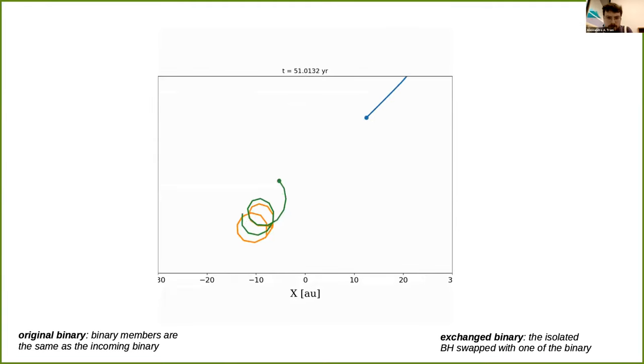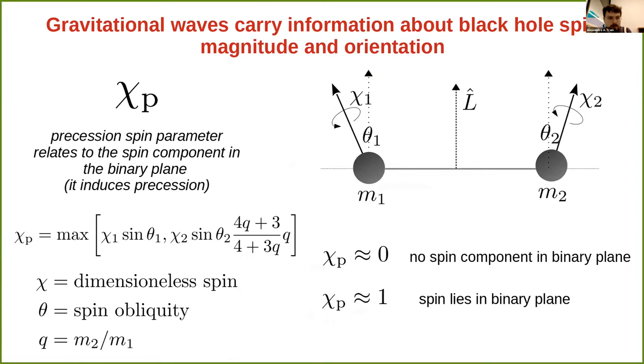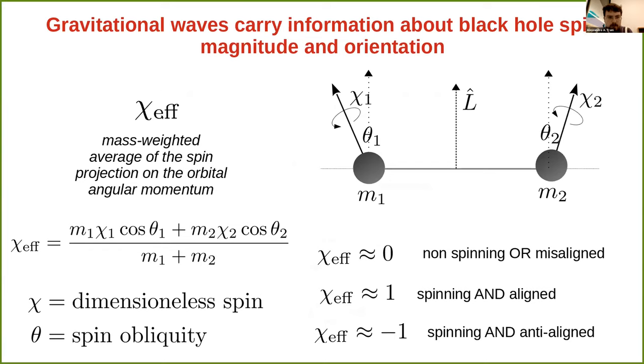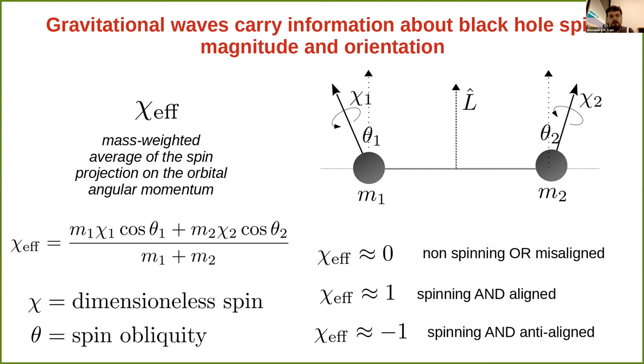I don't have any slides in this presentation about how we can relate the waveform to these two parameters. Basically, chi-effective is defined in this way because it's approximately constant during the inspiral, so it can be extracted from the gravitational wave. And this Kp parameter relates to the precession, because a component of the black hole spin in the binary will induce precession and nutation of the spin around the total angular momentum. But that said, I don't have any slides that show the dependency of chi-effective on the waveform.